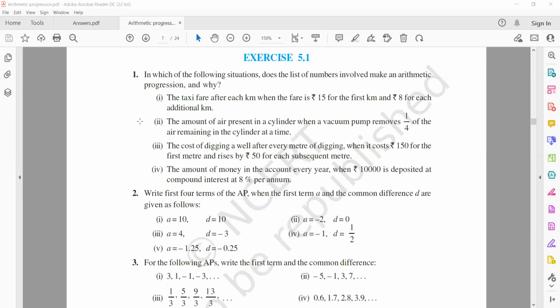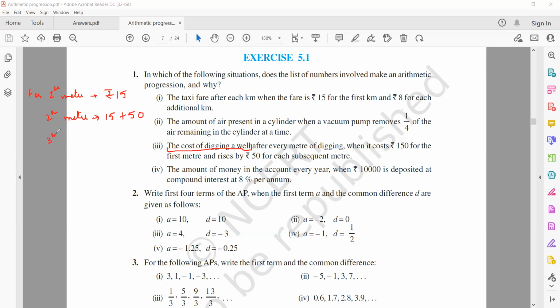Now come to the third one. The cost of digging a well. You have to form the list of this number, the cost of digging a well. After every meter of digging, it costs rupees 150 for the first meter, and rises by rupees 50 for each subsequent meter. So if you dig 2 meters, how much will be the cost? It will be 150 plus 50 rupees.